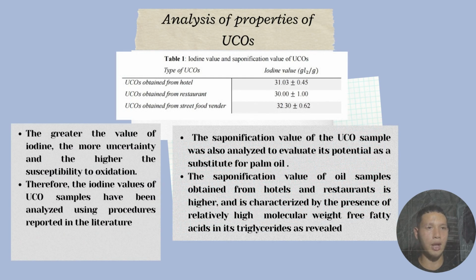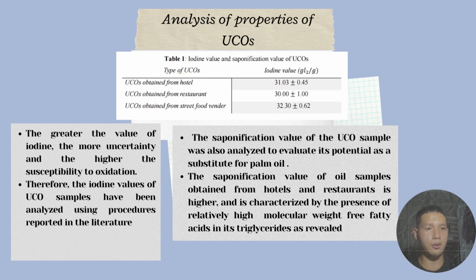The greater the value of iodine, the more unsaturation and the higher the susceptibility to oxidation. Therefore, the iodine values of UCO samples have been analyzed using procedures reported in the literature. It has been reported that lowering the value of iodine improves the stability and is good for the yield of liquid oil. The value obtained from the analysis is lower than the value reported in the literature. In addition, the observed UCO iodine value was lower than the palm oil iodine value reported. This can indicate the UCO could be used as a suitable raw material for soap making.